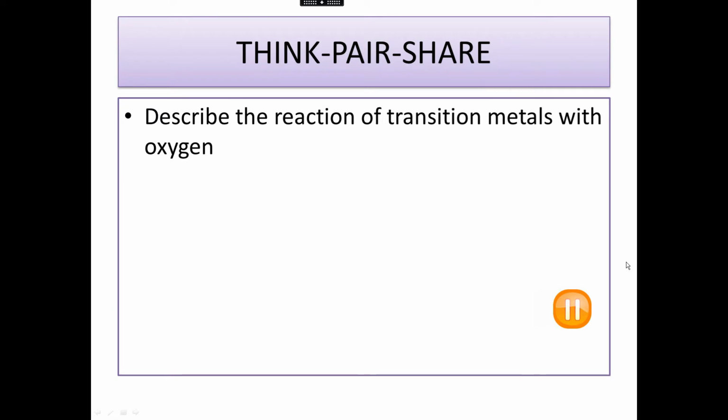Okay, very briefly, put it into a sentence. This is practice for when the writing task is coming up later, so you don't need to write it down now. Just think, what would your sentence be? Describe the reaction of transition metals with oxygen. Think of a sentence now, please. Pause the video.